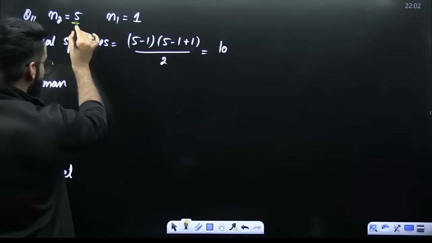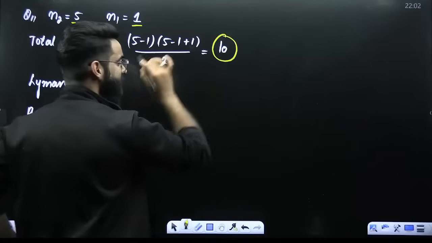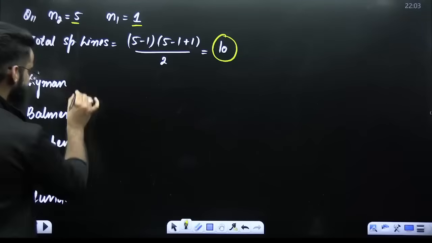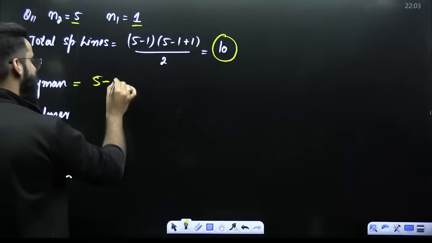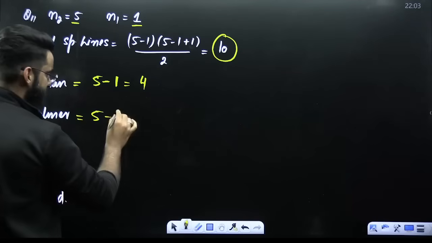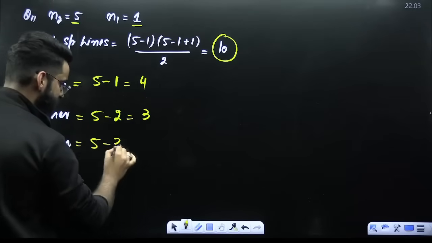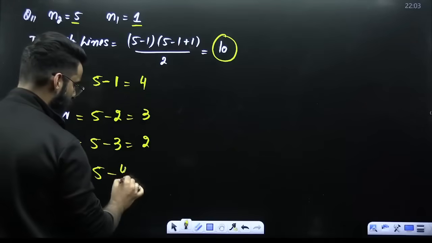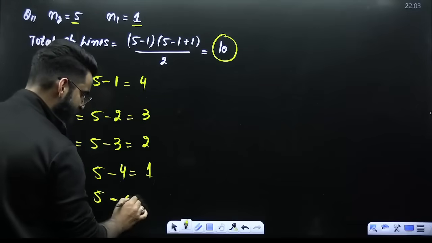For example, let's say the electron is moving from the 5th shell to the 1st shell. When the electron moves from 5th to 1st, in total we are going to get 10 spectral lines. Out of these 10, how many fall into the Lyman series? Using the formula, n2 is the higher energy state, minus the ground state of Lyman, which is 1. So 5 minus 1 is 4. For Balmer, 5 minus 2 is 3. For Paschen, 5 minus 3 is 2. For Brackett, 5 minus 4 is 1. And for Pfund, 5 minus 5 is 0.